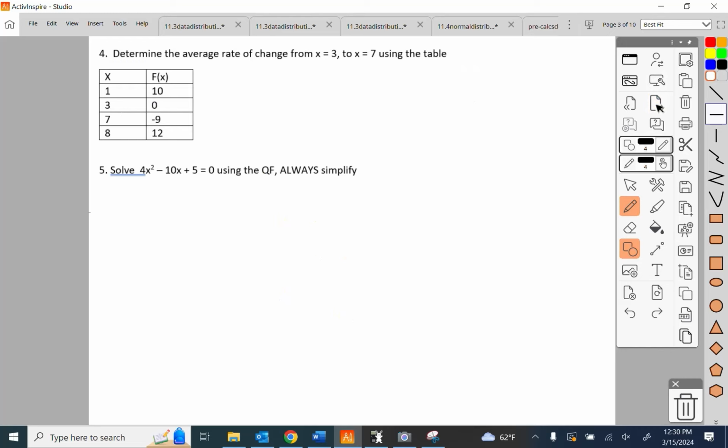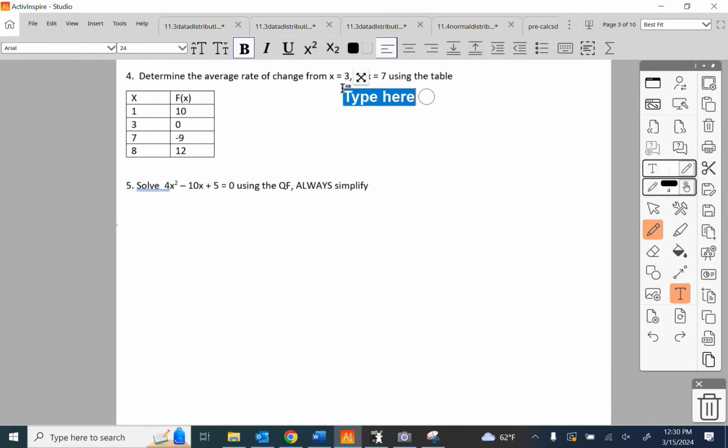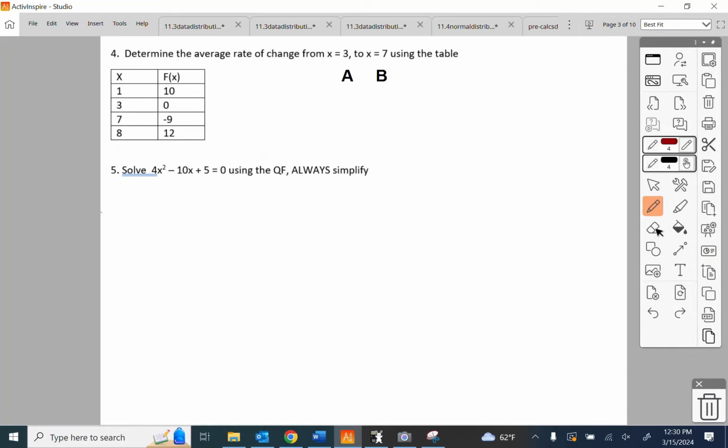Determine the average rate of change from x equals 3 to x equals 7 using the table. This is really just slope. But here's your a value, here's your b value. And the formula you're using is the average rate of change formula, which we've been doing every day since August. Not every day, at least every week since August. Like literally, we've been doing it since August.